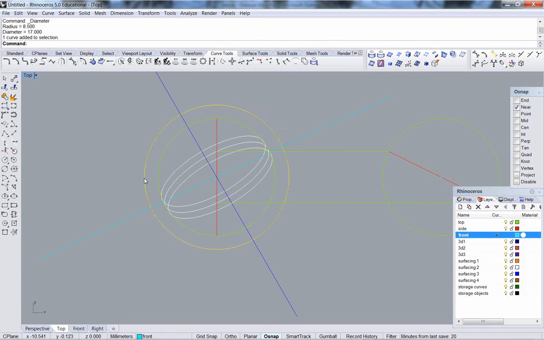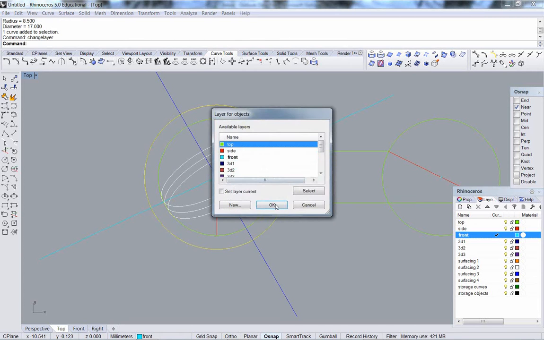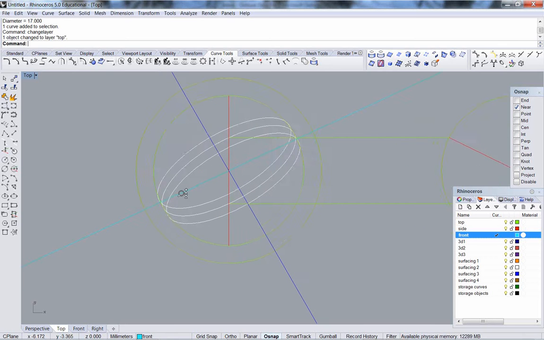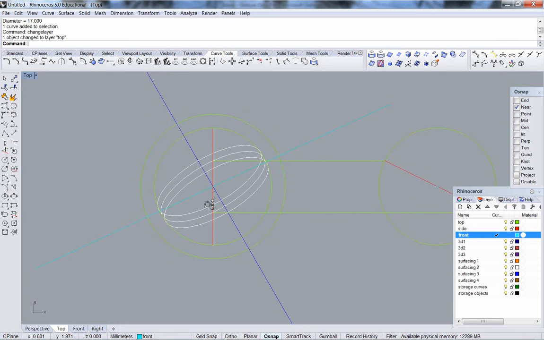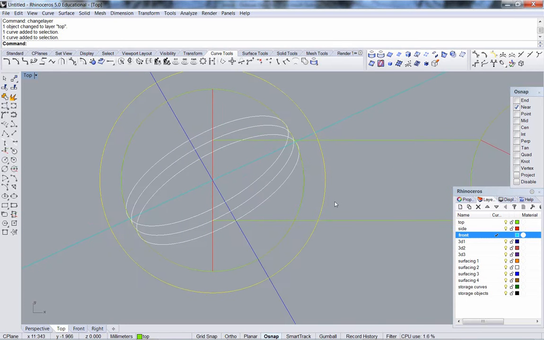Okay, so now we have this. I am going to bring the exact same oval template that I used before, but I'm going to make it fit into this new diameter. I'm going to have to do something that's a little confusing.